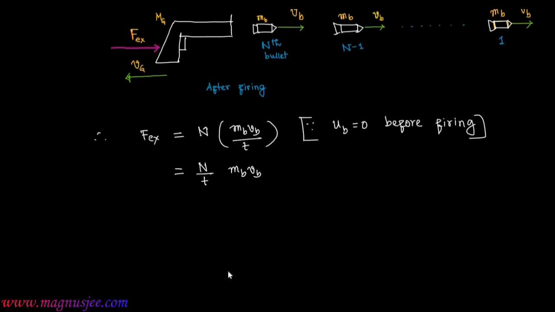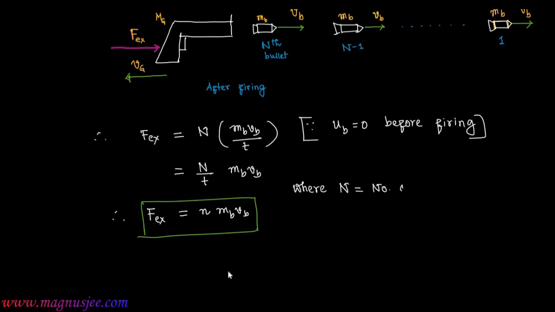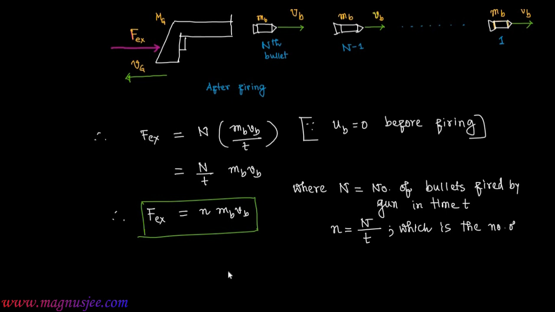Equal to N by t times mb vb. N by t can be written as small n. So finally we get Fex as equal to n mb vb, where capital N is the total number of bullets fired by the gun in time t seconds, and small n is equal to N by t, where small n is the number of bullets fired per unit time, or per second.